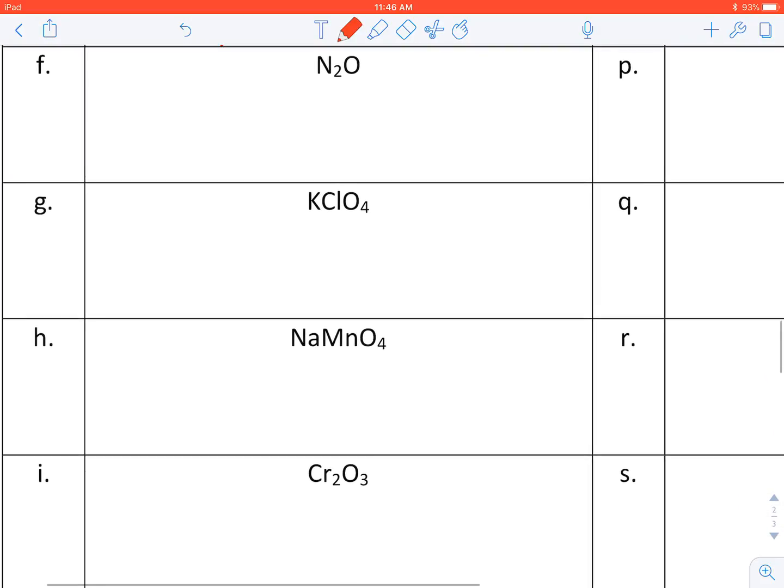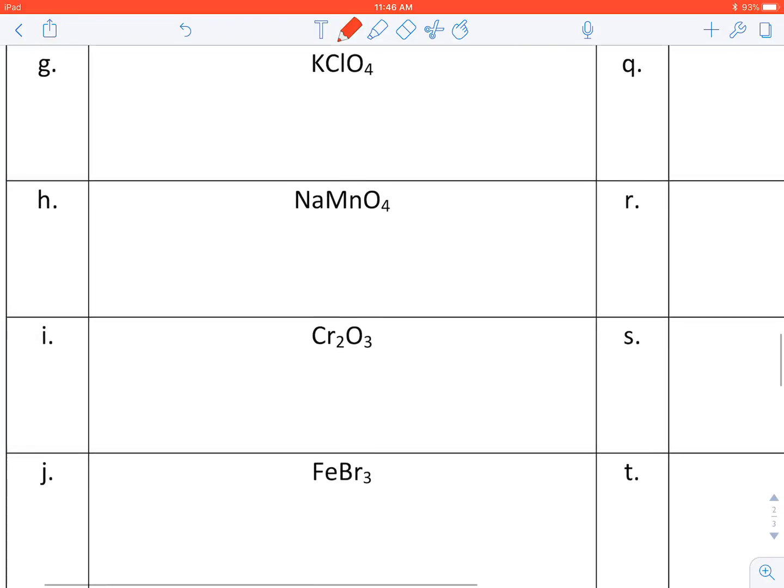Okay, keep rolling. Next one, we're moving down. We've got N. N is nitrogen. It's covalent. So we're going to say nitrogen. Uh-oh, we forgot something. What should we put there? Dinitrogen, because we have 2 nitrogens. And then we're going to say monoxide.